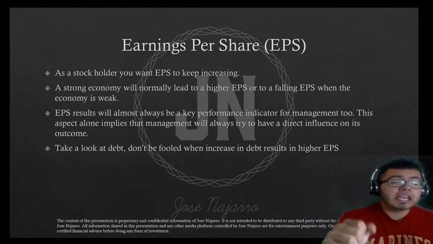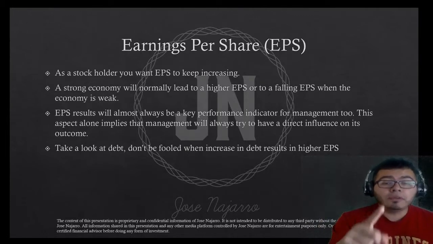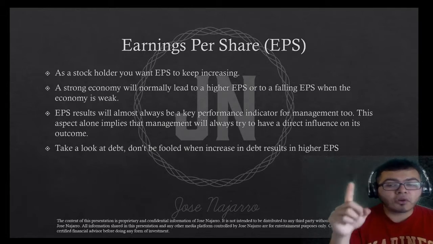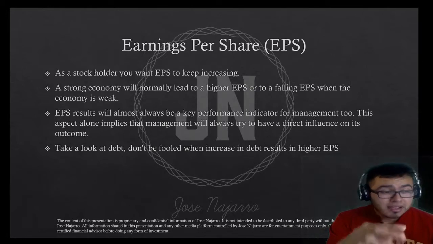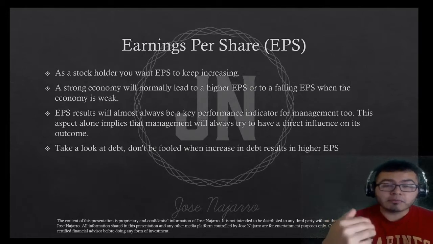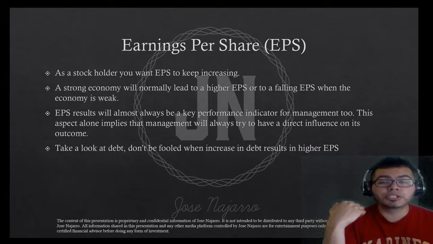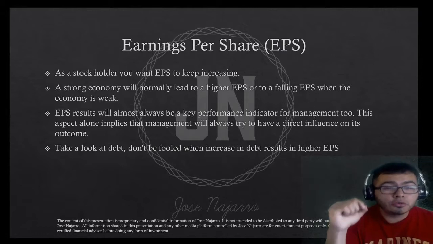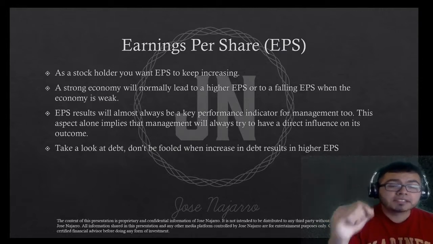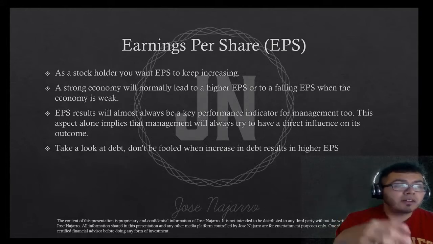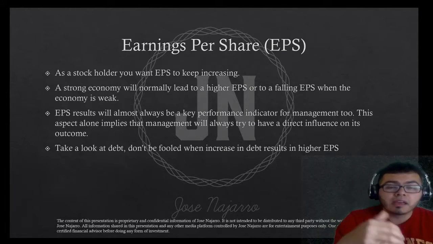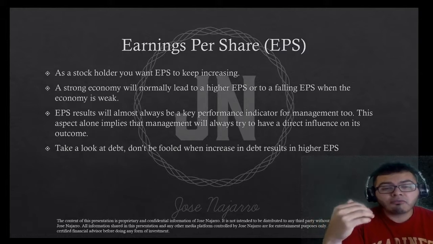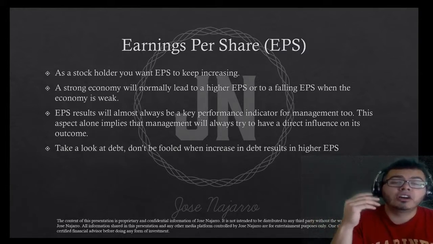And finally, take a look at debt. Don't be fooled when an increase in debt results in higher earnings per share. Let's say we see a huge jump in earnings per share. Make sure to take a look at debt. Make sure that there's not a huge jump in debt as well, because if there is, that's probably because they're just using that debt to increase the amount of products they're able to make or something, which at the end of the day is not really a bad thing, but it's not really a good thing either.